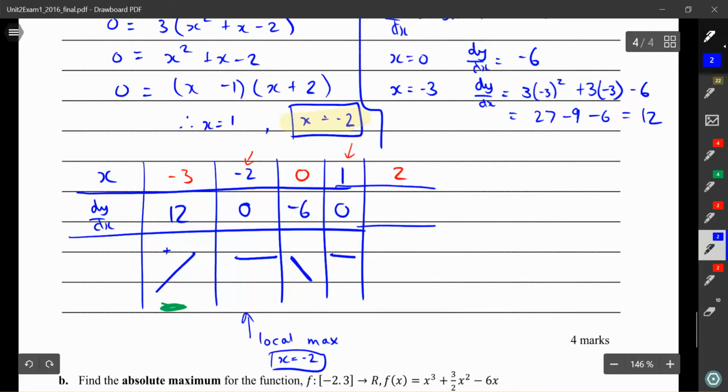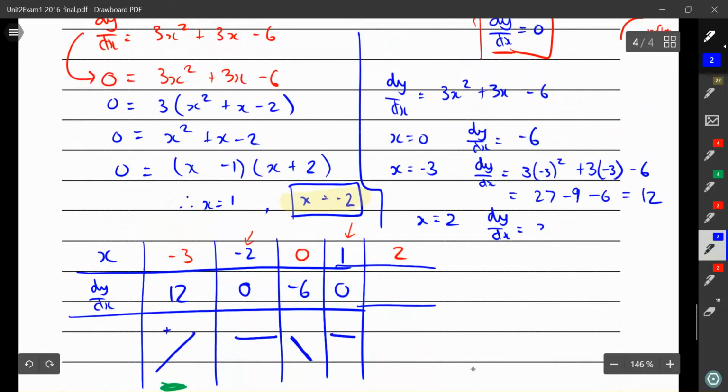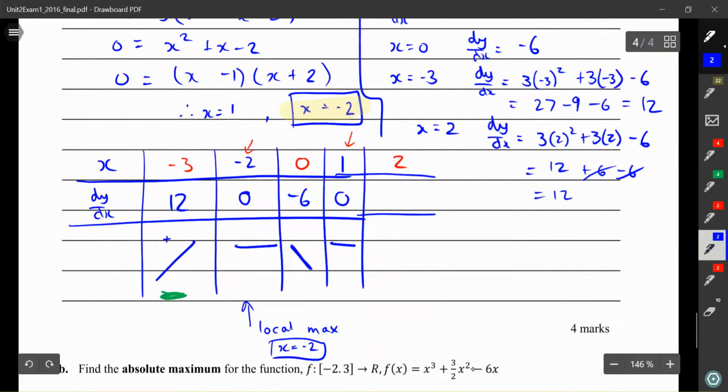And now the last one. We know this is a negative, then 1 is 0, so what is 2? Now I'm going to sub x equals 2. dy/dx is then equal to 3 times 2 squared plus 3 times 2 minus 6. 3 times 4 is 12, plus 6 minus 6 cancels out. So again, it's 12. So this now gives you a positive gradient. If it's a positive gradient, clearly this is a minimum, because it goes negative, 0, then positive. That's a minimum. So at x equals 1, it's a local minimum.